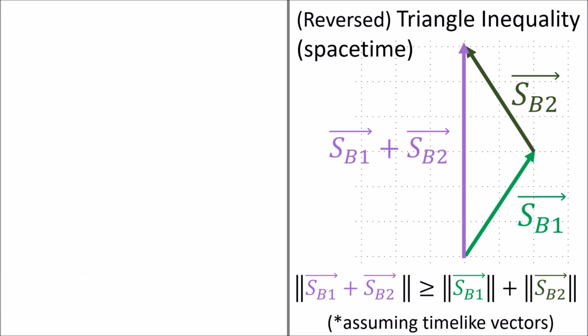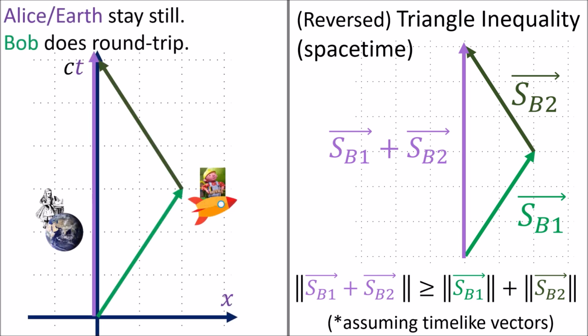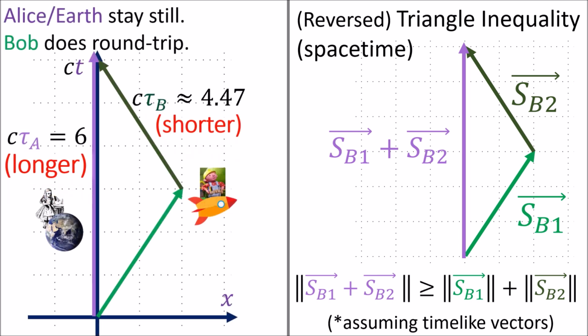So coming back to our twin paradox, the fact that Bob experiences less proper time than Alice makes sense if we accept the idea that a straight line between points in spacetime will always have the longest possible proper time in inertial frames, and that doing a zigzag path will actually decrease the proper time.